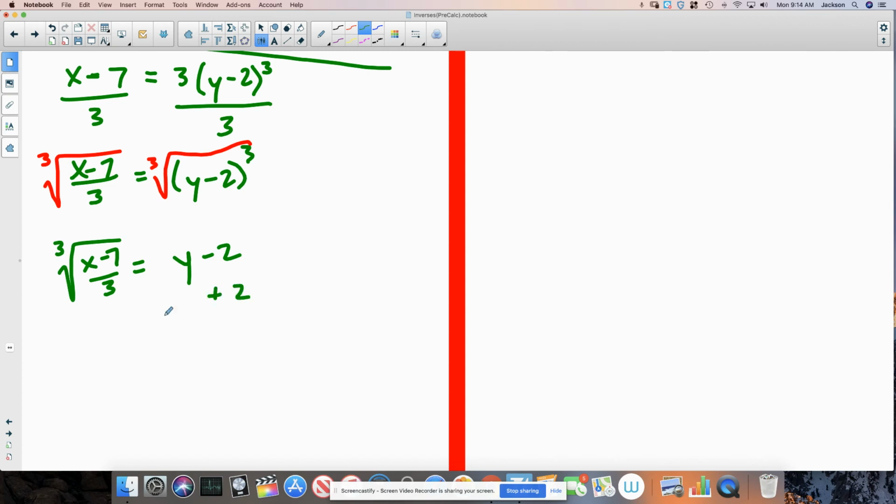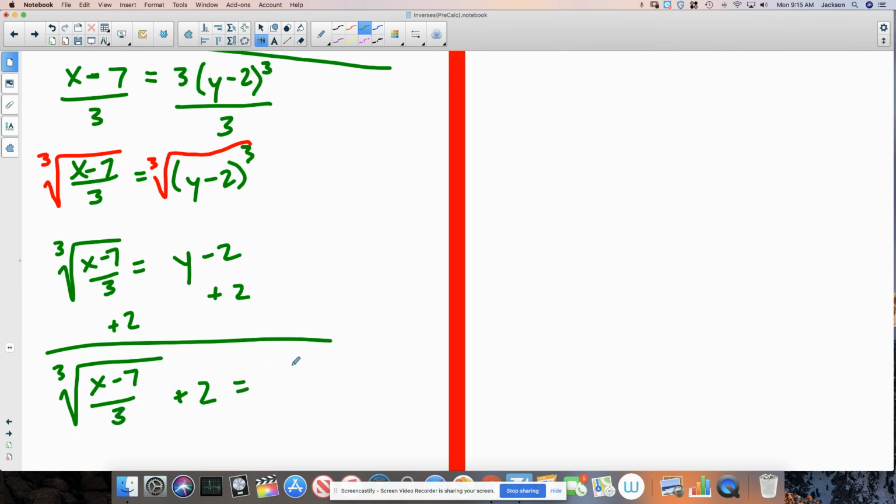So we're going to add 2, and we're going to add 2 to this. Now, we can't add something that's not under a radical to something that is. So this is going to look horrible, but the final form of this inverse function looks like so. The plus 2 has to be completely outside of that radical, and here is our inverse function.